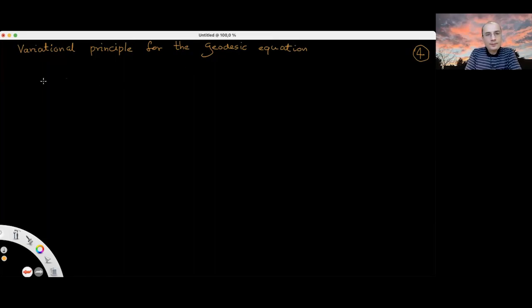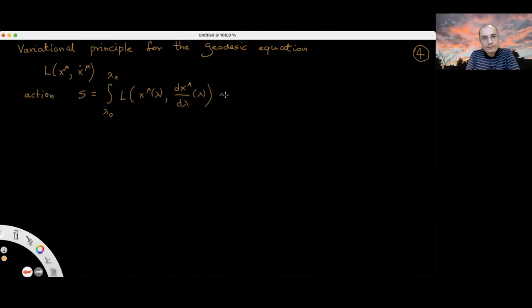So let me begin with a short review of the Euler-Lagrange equations in general. So we assume we are given a Lagrangian function, which is a function of the positions and the derivatives of the positions. And we are given an action, which is defined as the integral from, let's say, some lambda zero to lambda one, of the Lagrangian of x mu of lambda, dx mu over d lambda, d lambda.